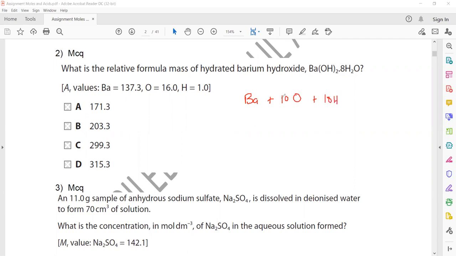18 hydrogen. So the mass of barium, that is 137.3, plus 10 times the mass of oxygen, which is 16, plus 18 times the mass of hydrogen, which is 1. So when we multiply and take the sum, it will come out as 315. So D is the right answer.